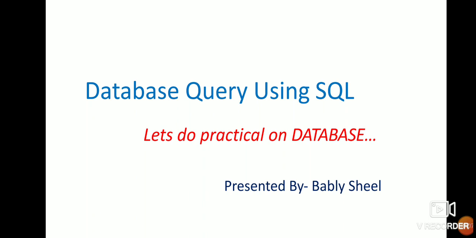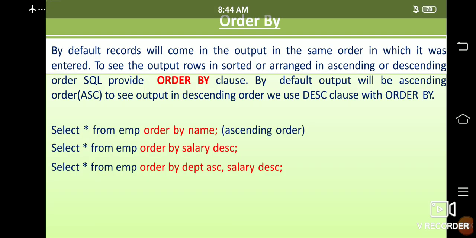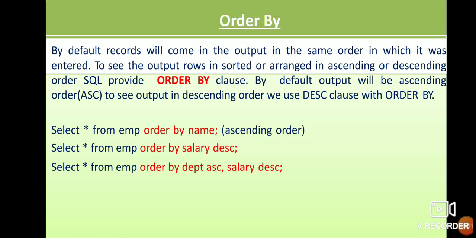Today we are going to revise our previous topic which we have studied in the last few days. So, the first topic is ORDER BY, isn't it? What is ORDER BY? By default, records will come in the output in the same order in which they were entered. So, the output rows are sorted or arranged in which format? Ascending or descending format. Okay, and in SQL which clause do we have to give? ORDER BY clause we have to give.